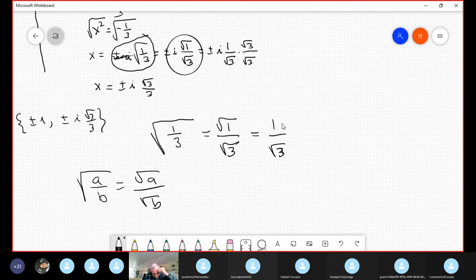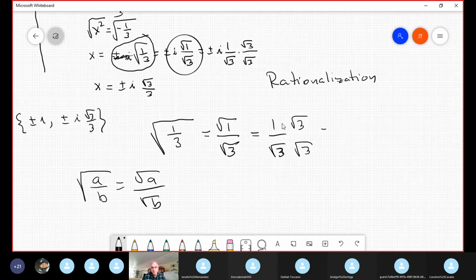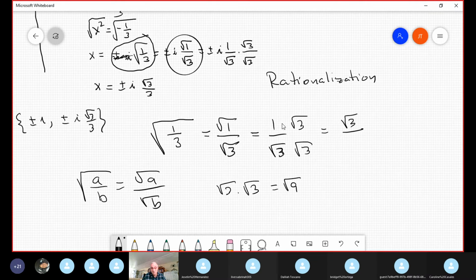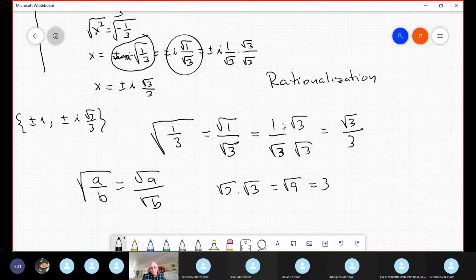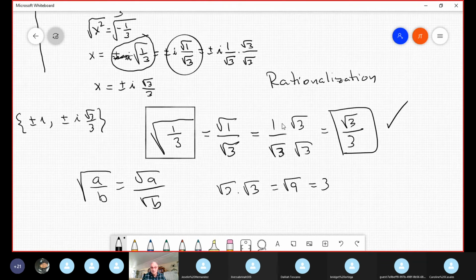This is super cosmetic. Rationalization means that you eliminate the radical in the bottom always. So you multiply by radical 3, and you get the same number. 1 times radical 3, and radical 3 times radical 3 is radical 9, but radical 9 is 3. End of the story. These are equivalent. This is more elegant, but it's just cosmetic. If you don't do it, I don't care. This is totally irrelevant.